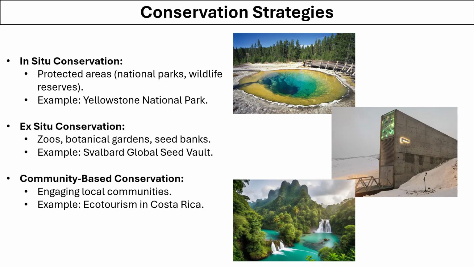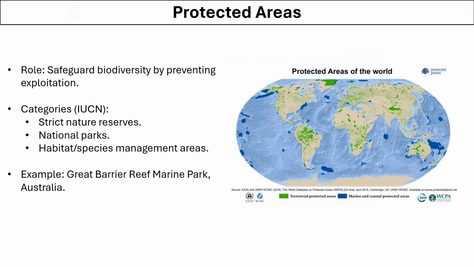Conservation strategies include the creation of in situ conservation sites such as protected areas, national parks, and wildlife reserves, for example, Yellowstone National Park. The ex situ conservation strategy includes zoos, botanical gardens, or seed banks. And the community-based conservation approach includes engaging the local communities, for example, communities involved in ecotourism in Costa Rica.